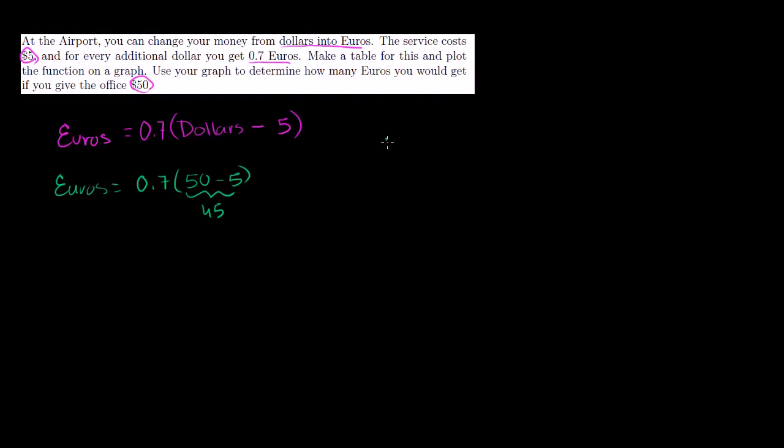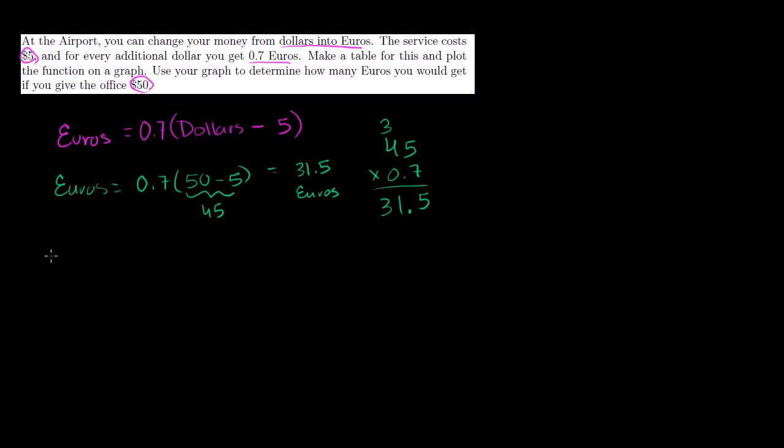And I could do that right here. 45 times 0.7. 7 times 5 is 35. 4 times 7 is 28, plus 3 is 31. And then we have only one number behind the decimal, only this 7, so it's 31.5. So if you give them $50, you're going to get 31.5 euros. Euros, not dollars. So we answered their question, but let's actually do it graphically.